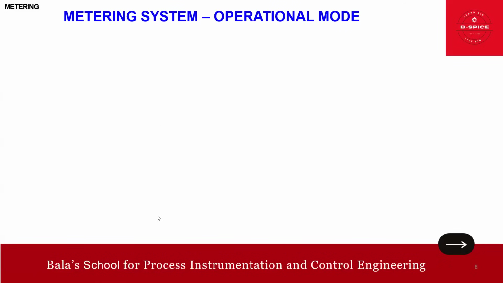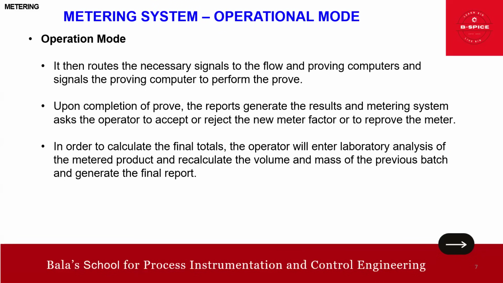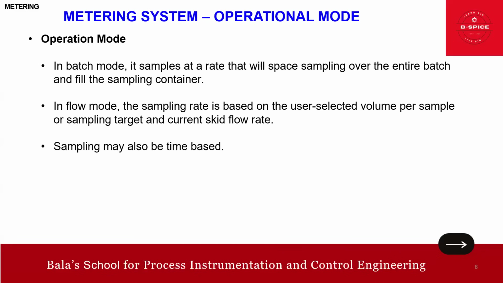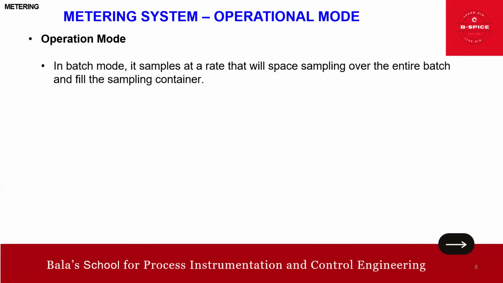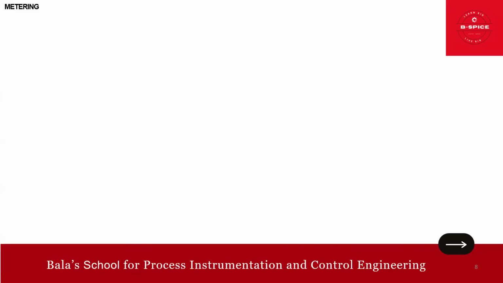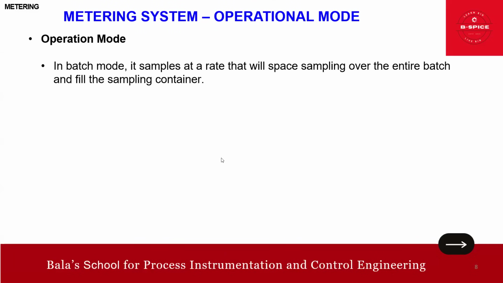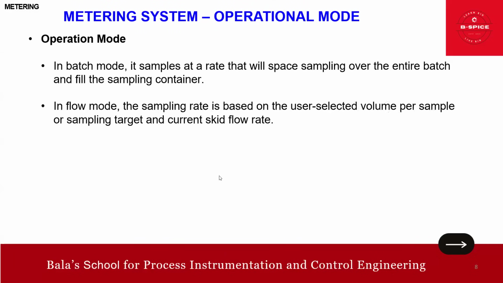Okay. So that is about the operation mode. I think it's a manual mode, right? Yes. So to add on a few more, in a batch mode, I think there is a confusion. One moment. Yeah. So in a batch mode, it samples at a rate that will space sampling over the entire batch and fill the sampling container. In a flow mode, the sampling rate is based on the user selected volume per sample, or sampling target, and current skid flow rate.